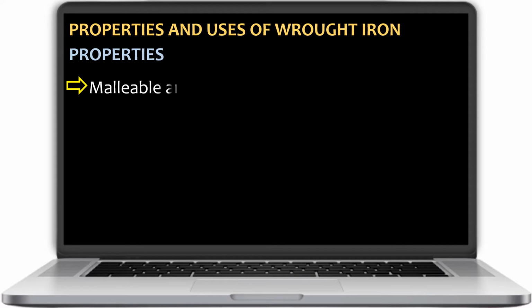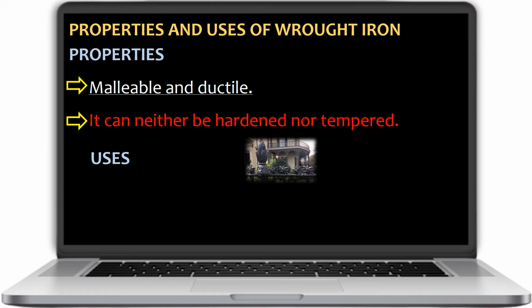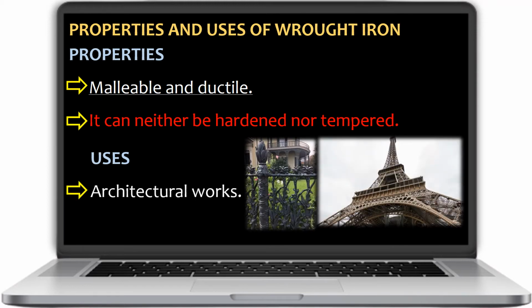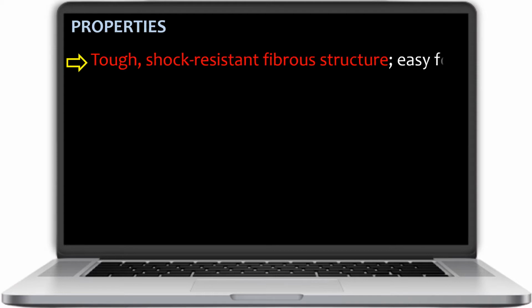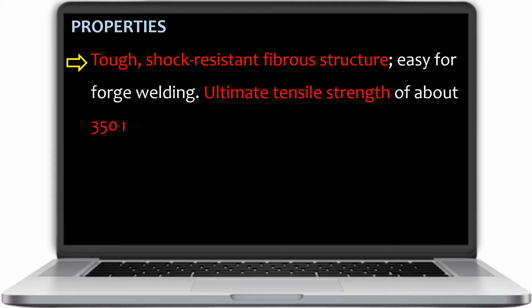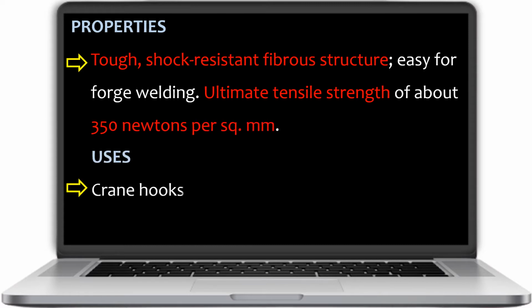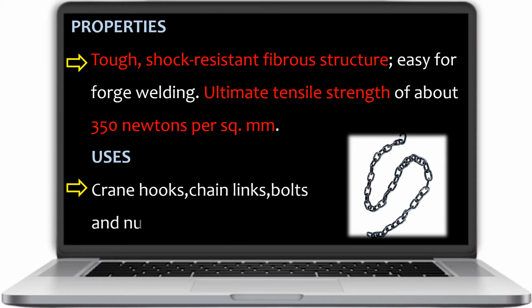Now let's see about properties and uses of wrought iron. The properties of wrought iron are malleable and ductile. It can neither be hardened nor tempered. Uses. It is used for architectural works. Wrought iron with tough, shock-resistant fibrous structure, that is easy for forge welding, with ultimate tensile strength of about 350 newtons per mm square, is used for making crane hooks, chain links, bolts and nuts, and for railway couplings.